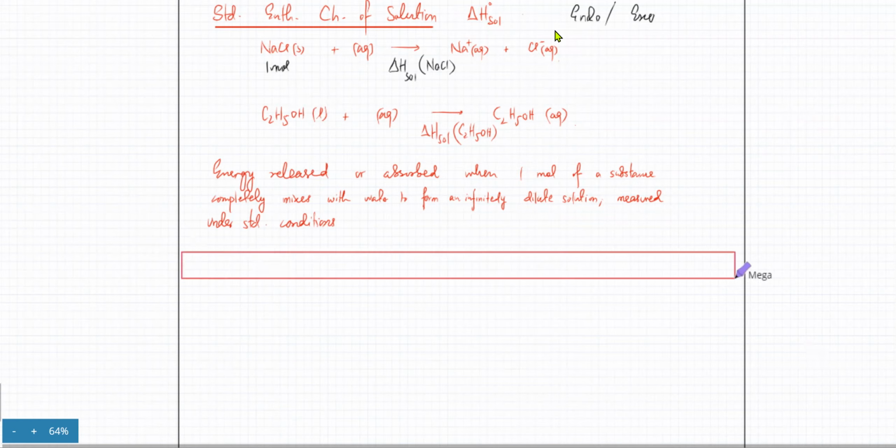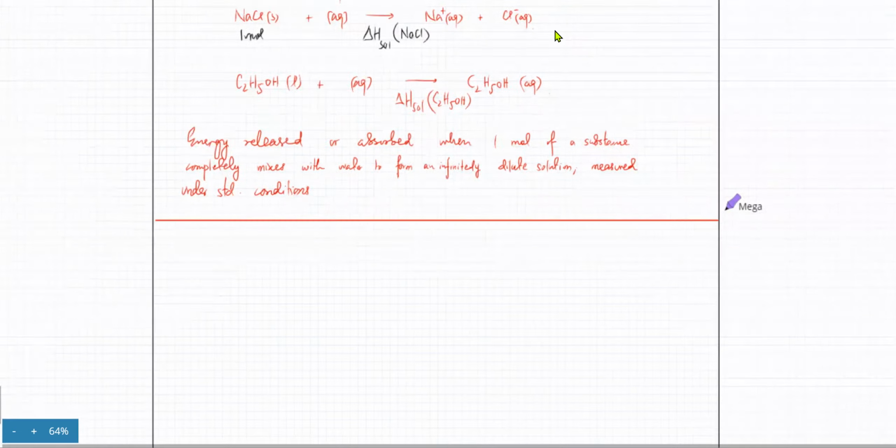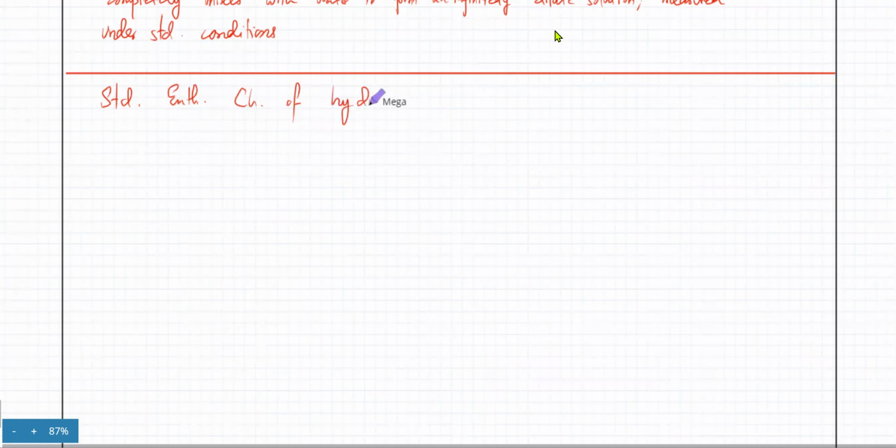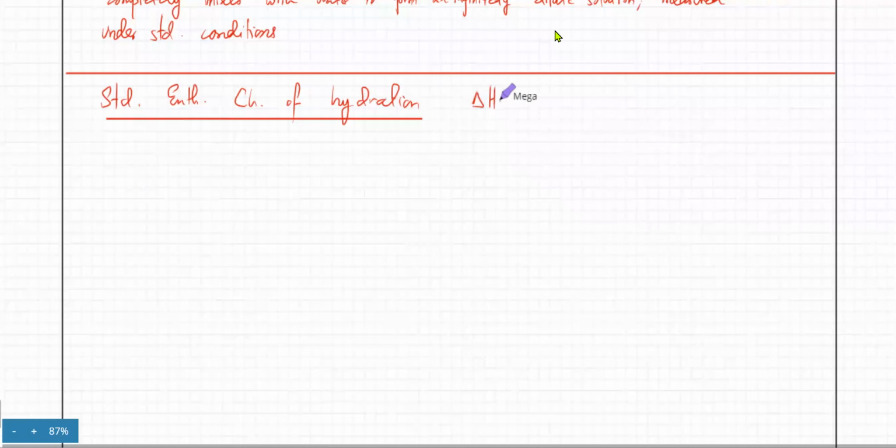So this one is just the last one. This one is standard enthalpy change of hydration. So hydration, and it would be written as delta H hydration, it's always exothermic. So this one is also always exo.